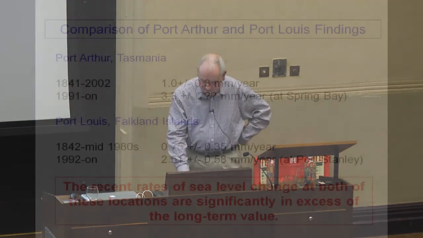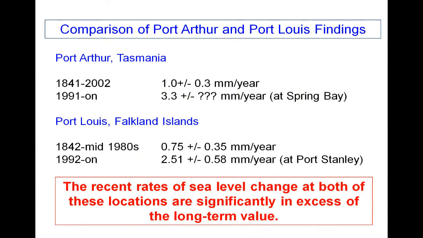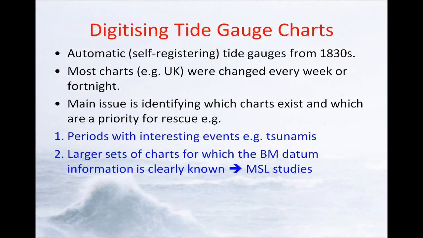Okay, so, as for the previous plot I showed, where are we here? Port Arthur, the long-term sea level change is about a millimetre a year. We know the modern change is about 3 millimetres a year. So again, it's more evidence that sea level is rising faster now than it used to. Okay, but most of the data rescue is to do with digitising tide gauge charts.